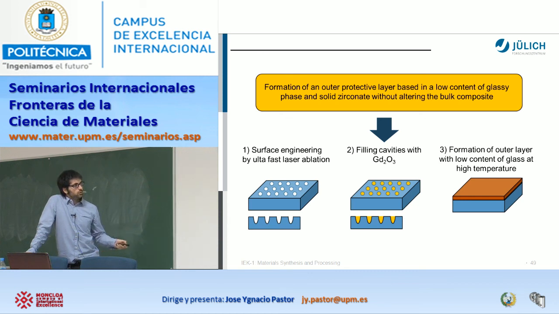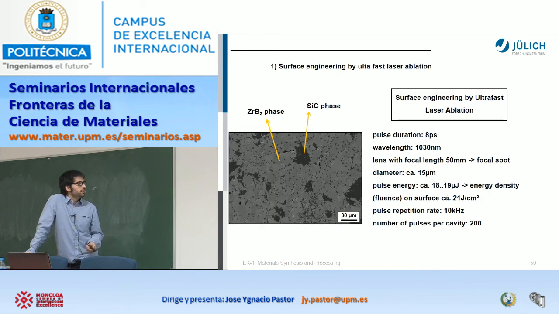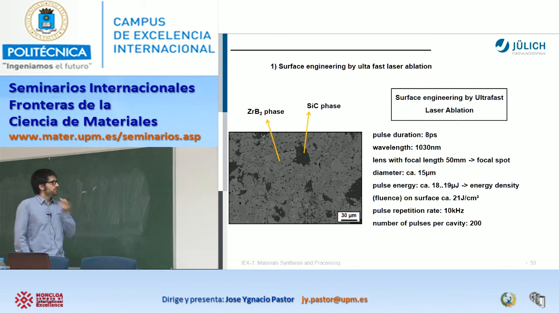We fill that one, and when the material is at high temperature, the glass from the surface will react with our gadolinium, forming, just on the surface, a dense layer. Then our material will remain just the zirconium with the silicon carbide, and they keep these properties, okay?